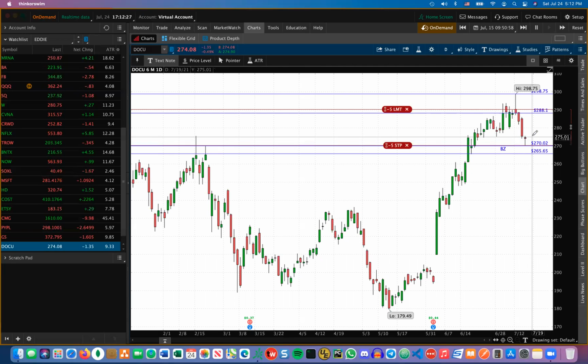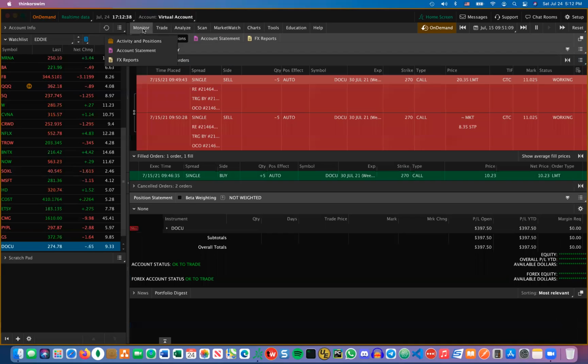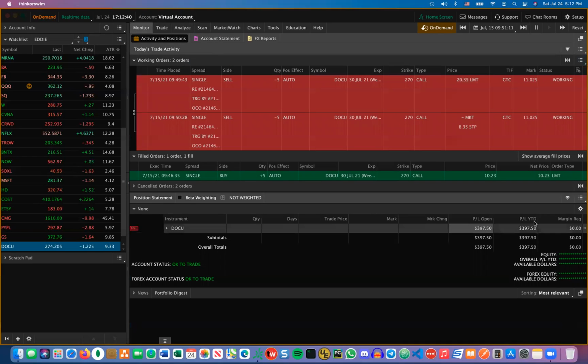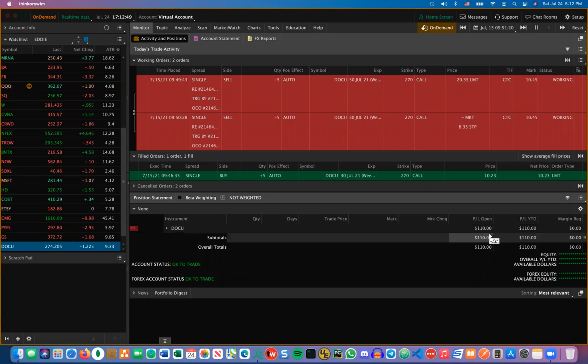It looks like it's going between red and green, but that's okay. We've already left our buy zone. We're heading up. That's how I would do it. So let me go ahead and monitor these to see where we are. And it looks like we're up $385 so far.